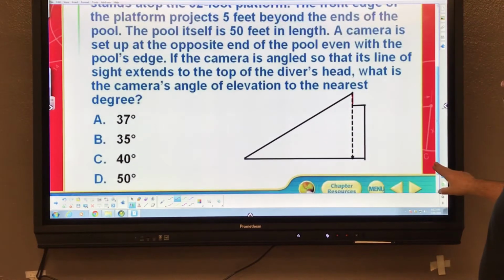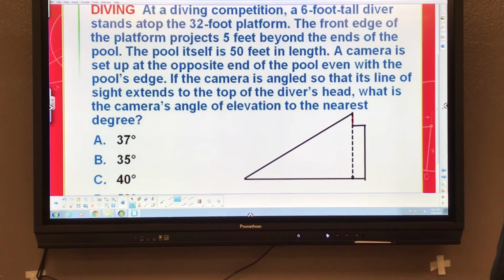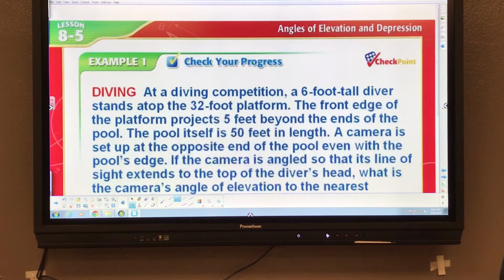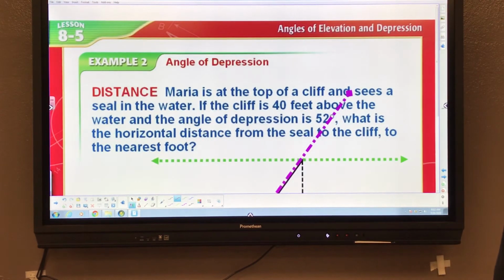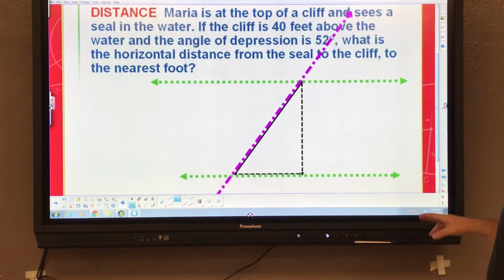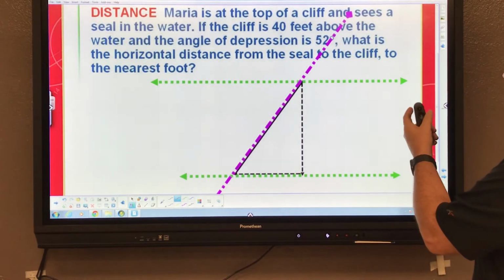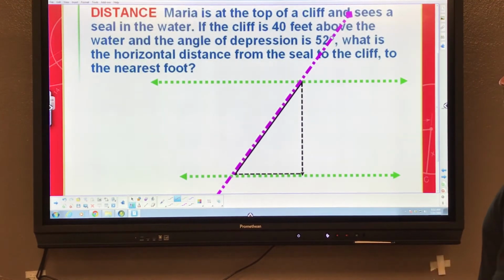So with all these problems, there are more problems, and more platforms and more things to discuss and more connections to make, and we could take the time to look at a lot of these. A problem like this, I don't have time here to do, but I want to talk about it at least in part. It says Maria is at the top of a cliff and sees a seal in the water. If the cliff is 40 feet above the water and the angle of depression is 52 degrees, what is the horizontal distance from the seal to the cliff to the nearest foot?